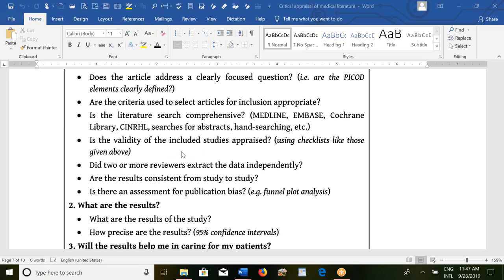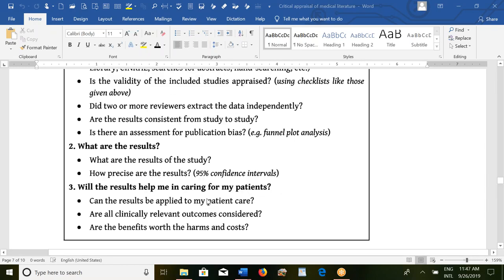It is the same type, you don't have to analyze and start from the beginning. You will just say that this study is valid. Then, did two or more reviewers extract the data independently? Then, are the results consistent from study to study? Then, is there an assessment for publication bias? You will have to see that, which you can assess by using different analyses like Galbraith plot or funnel plot.